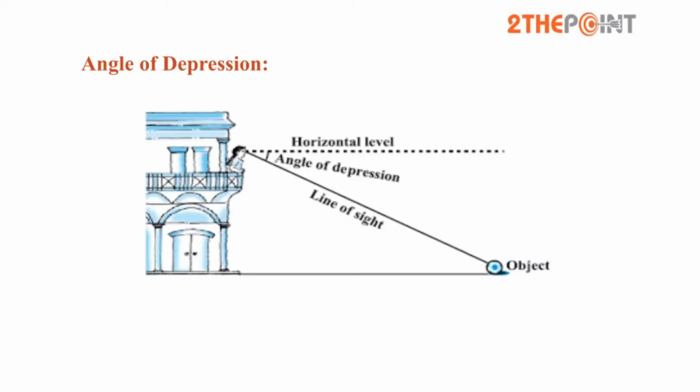And the last topic is angle of depression. Consider a person standing on his house and observing an object on the ground. So here the horizontal level becomes the level of his eye, and now the line of sight is downwards. So the angle formed between this horizontal line and the line of sight is called angle of depression, or simply it can be said that angle of depression is the angle made by the line of sight of the person with the horizontal.